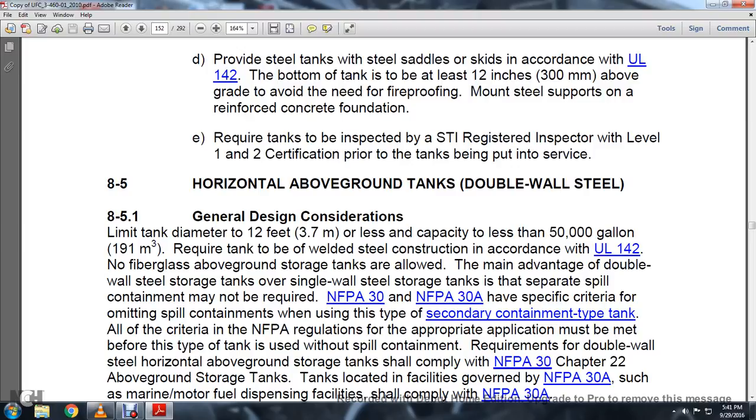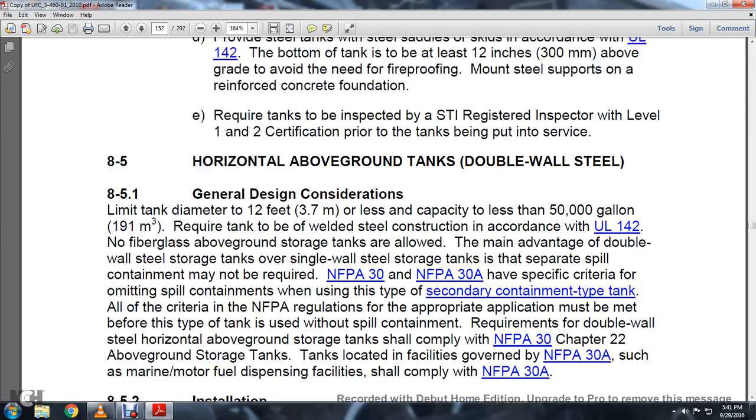The main advantage of double wall steel storage tanks over single wall steel storage tanks is that a separate spill containment may not be required. NFPA 30 has specific criteria for amended spill containment when using this type of tank. This type of secondary containment must meet all criteria of the NFPA regulations for appropriate applications. The double wall steel horizontal above ground storage tanks shall comply with NFPA 30.